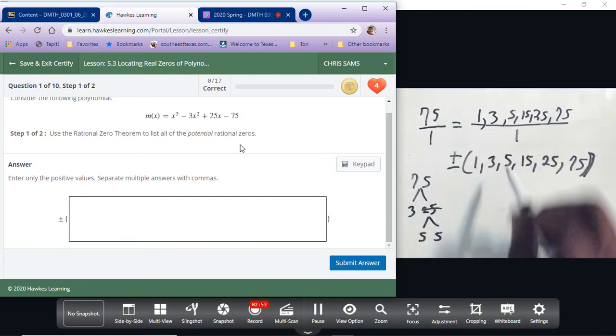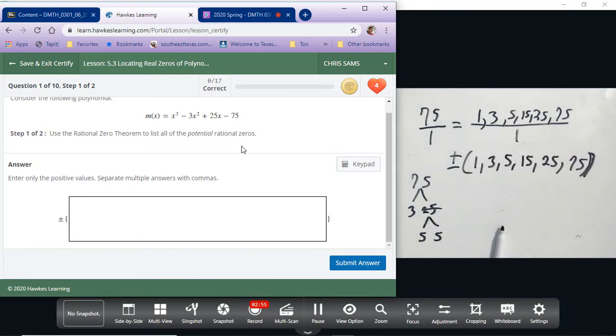So here's my possible rational zeros. Notice they already have the plus or minus, so all I have to do is list all the numbers, and I think you want to list them in order from smallest to largest, so it's uniform. So 1, 3, 5, 15, 25, 75.